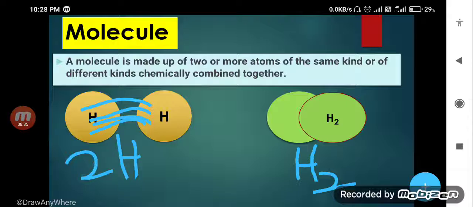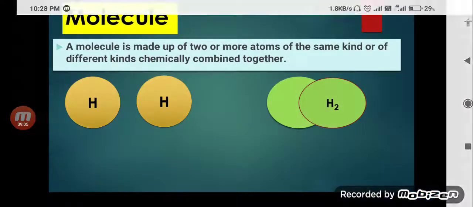In the case of similar atoms we are discussing, and about different atoms and different elements we will talk in the second lecture, and at that time we will discuss compounds. So, what is a molecule? Whenever two or more same or different atoms combine chemically, they produce a molecule.